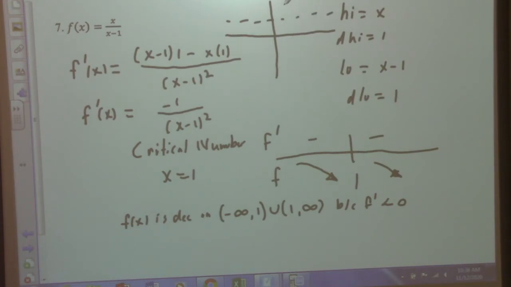It's 1. So there's our vertical asymptote, x equals 1, and horizontal asymptote, y equals 1. And so we are decreasing from negative infinity to 1. So here's our asymptote, so things are going to go like this, right?